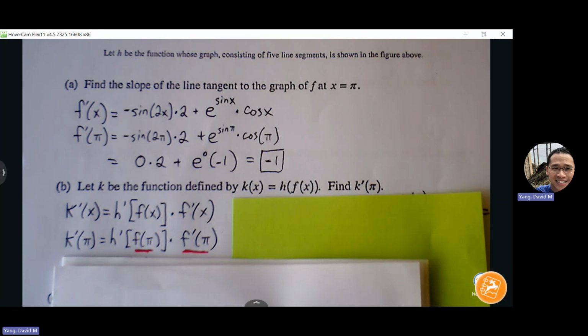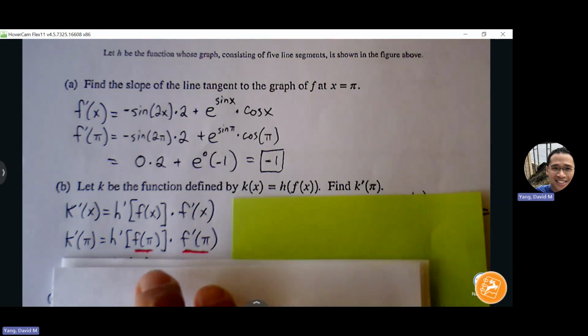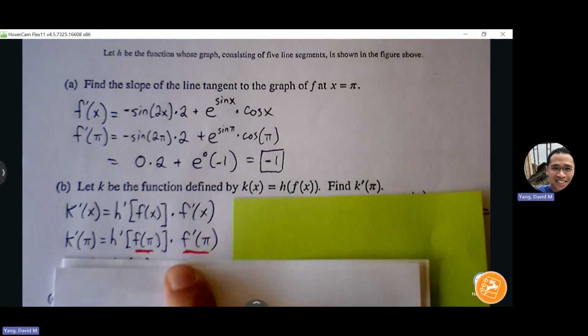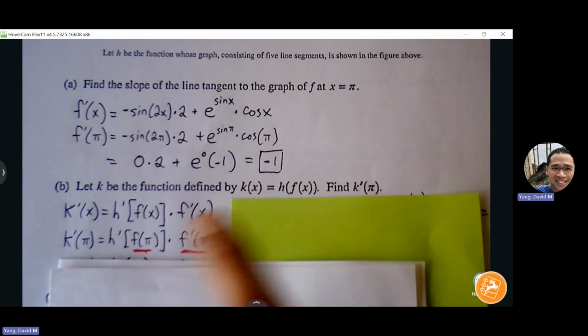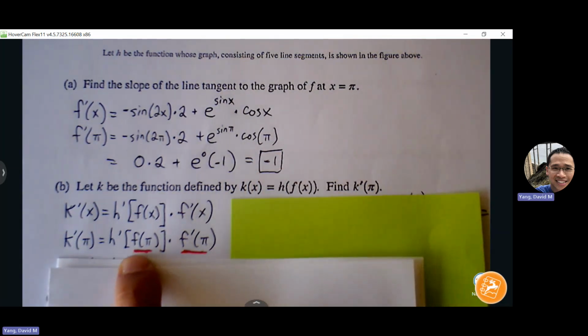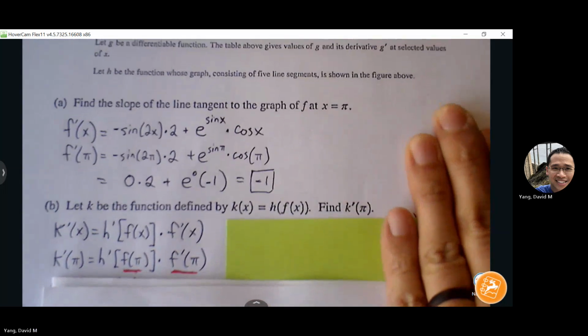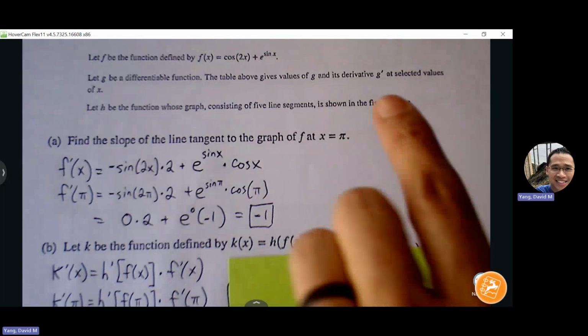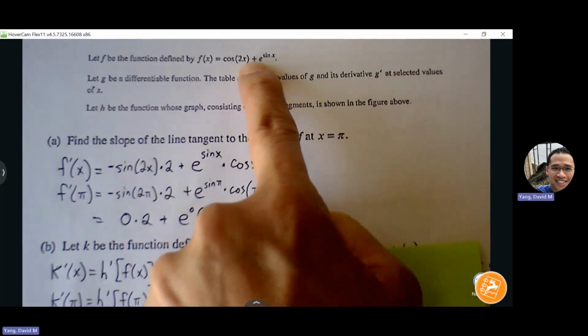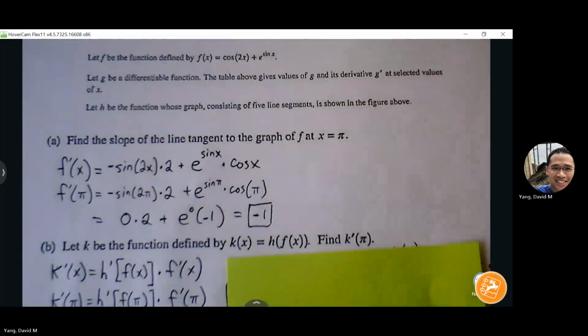Now, I underlined these two parts because these are the easier things for us to evaluate. Do we know what f prime of pi is? Yeah, we have that from part A, right? So we can carry that down. How can I find f of pi? Plug pi back into the original. Yeah, so we have our original function there. Okay, so we'll do that.